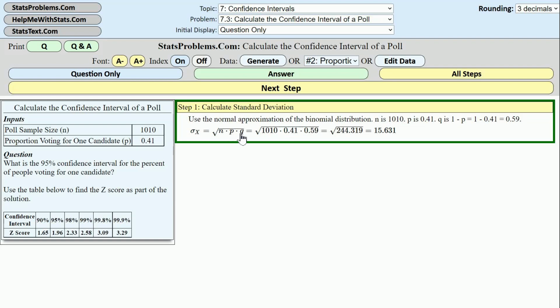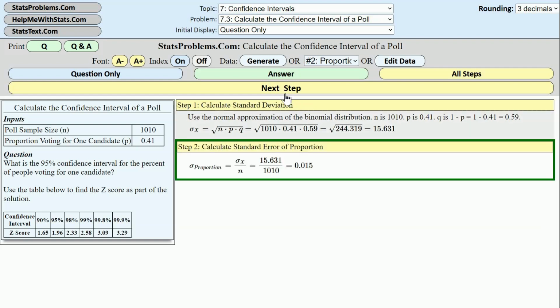In this example, the standard deviation equals the square root of 1010 times 0.41 times 0.59, which works out to the square root of 244.319, which works out to 15.631. In Step 2, we calculate the standard error of proportion. The standard error of proportion, sigma sub proportion, equals the standard deviation, sigma sub x, divided by n. In this example, the standard error of proportion equals 15.631 divided by 1010, which works out to 0.015.